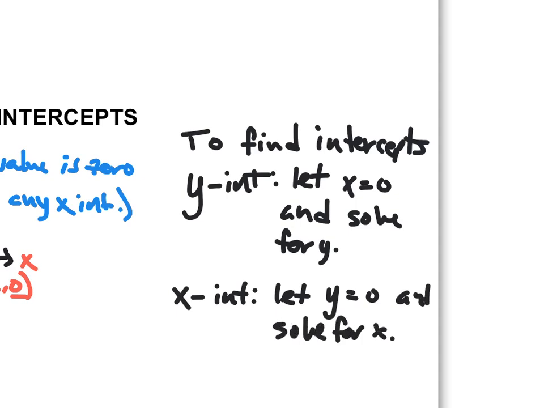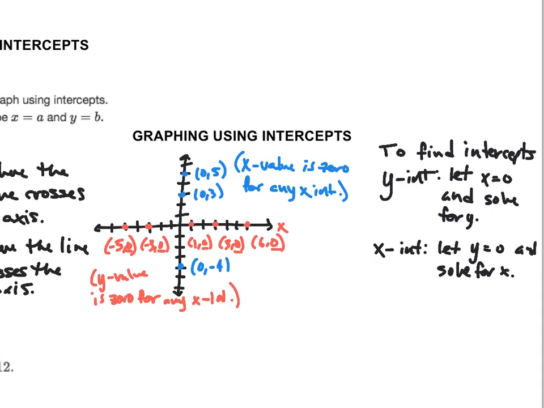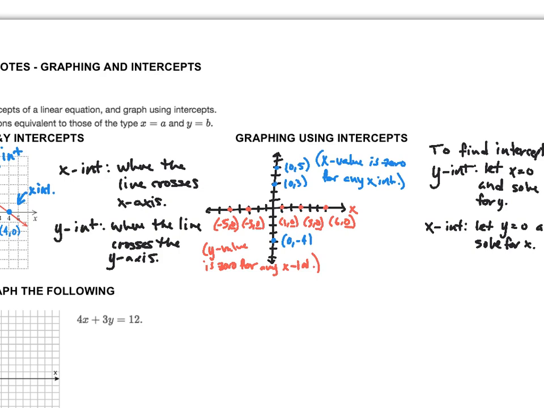But the idea is that you take all these ideas to find any intercept. What I know is that for the y-intercept, the x value is always 0. So that's what we do to find the y-intercept: we let x equal 0 in an equation, and then we solve that equation for y. All right. For the x-intercept, what I have to do is let y equal 0, because the y value at any point is 0, and then solve for x.